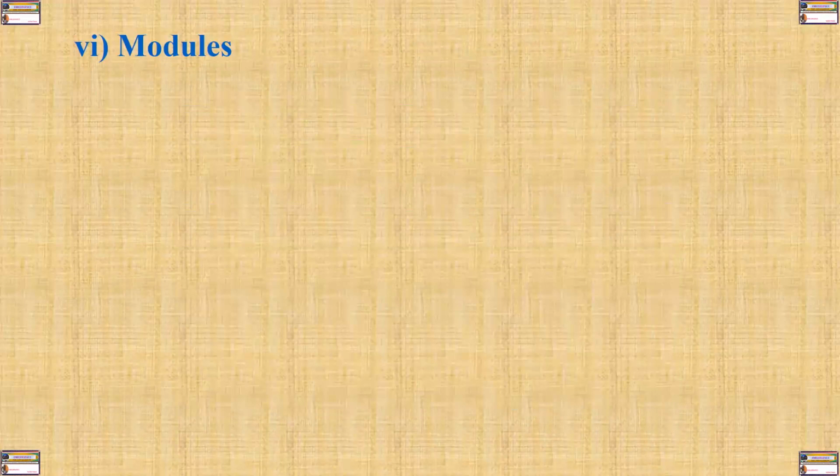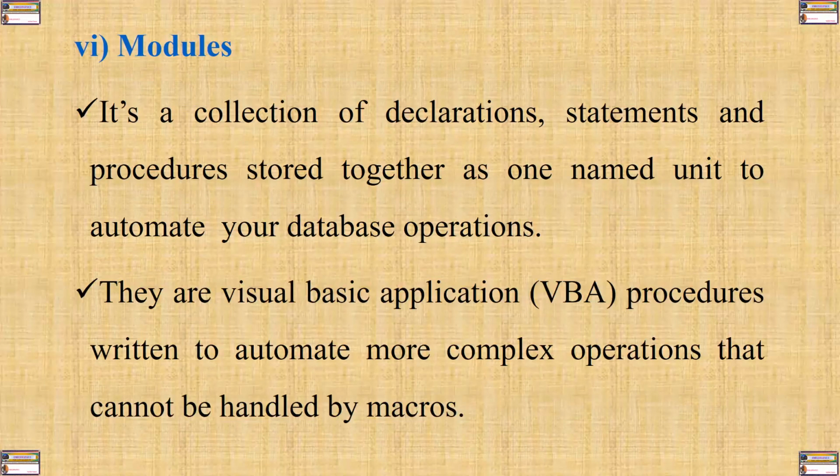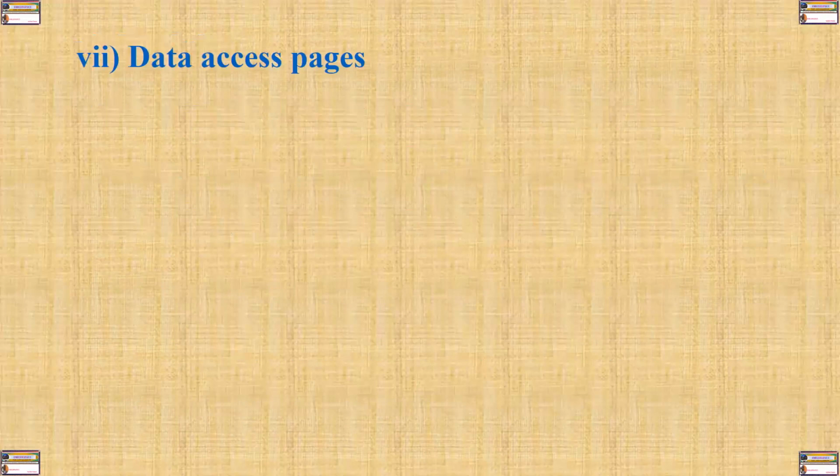The other type of object are the modules. A module is a collection of declarations, statements, and procedures stored together as one named unit to automate your database operations. They are Visual Basic for Applications, or VBA, procedures, written to automate more complex operations that cannot be handled by macros.